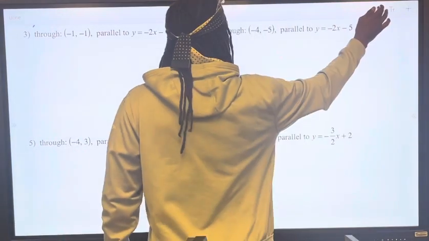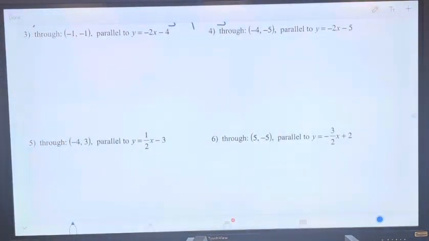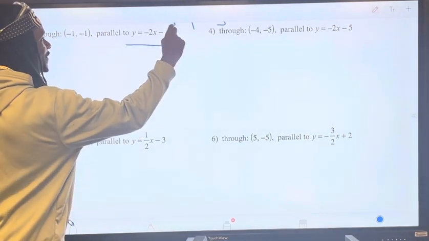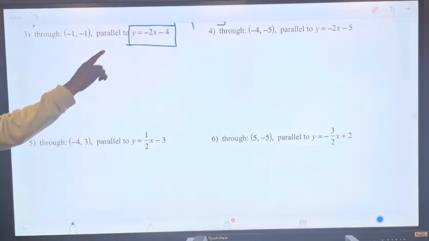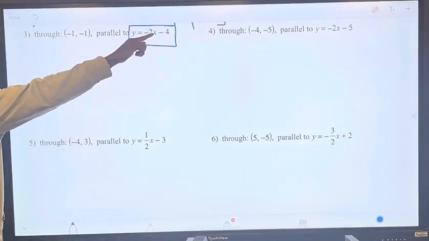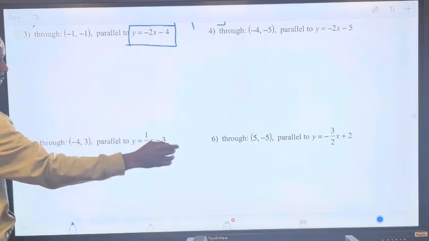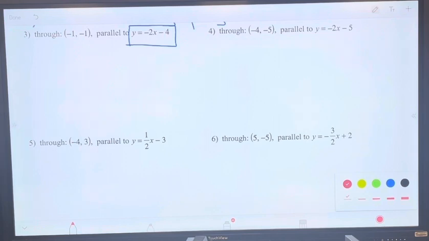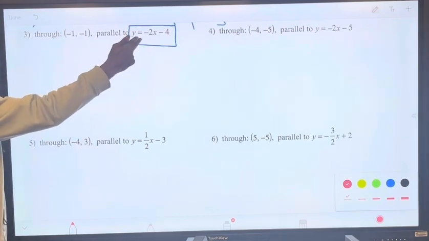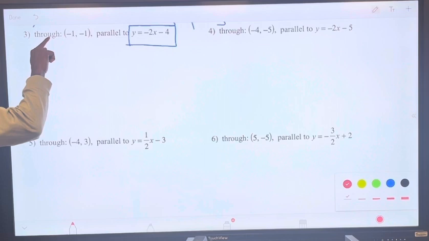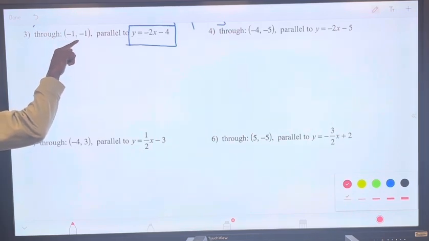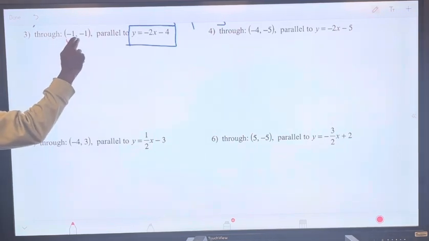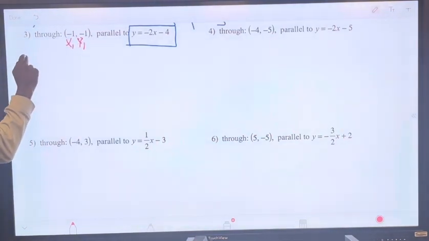All right. I've got the initial line with a slope of -2 that crosses the y-axis at -4. We have to do another line that is parallel to this line, but it has to pass through the point -1, 1. Label them up, and put it in point slope form.